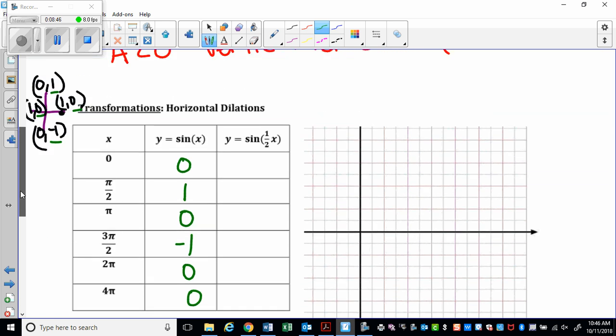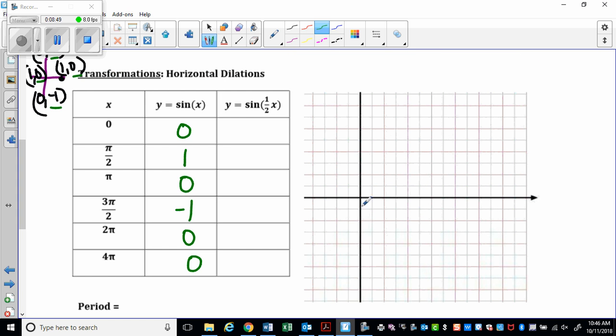Okay. I'm going to plot that for you. This is when our radians is 0, and this is -1. And I know that at the origin, sine is 0, and then this is going to be pi over 2, pi, 3 pi over 2, 2 pi, and we're going to keep going if we have to, right?